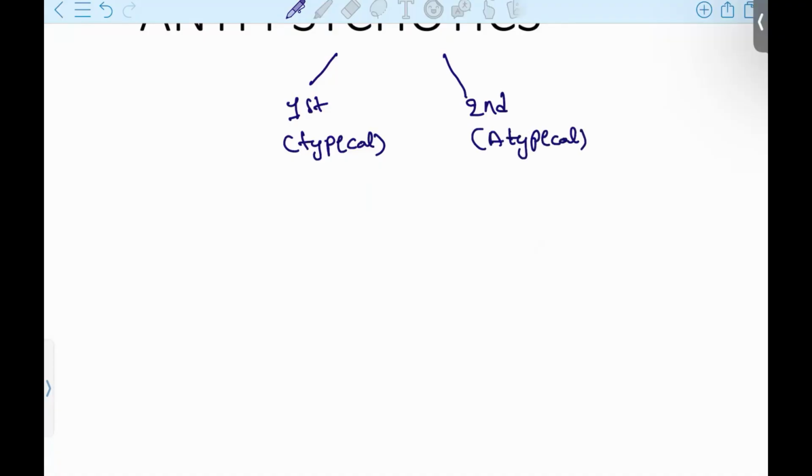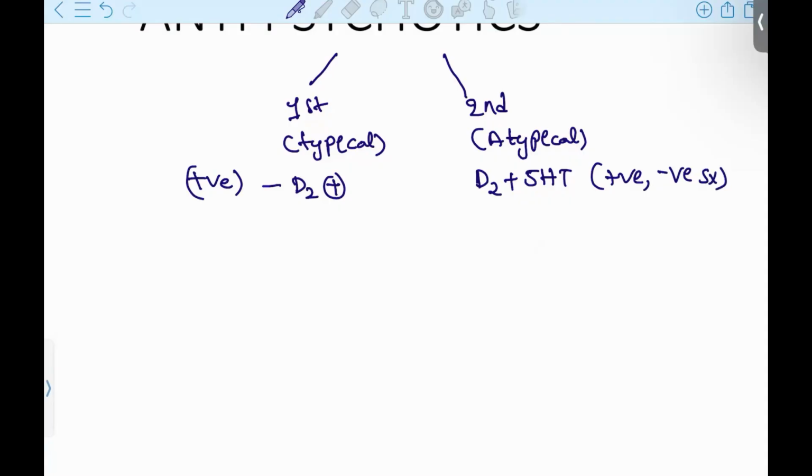Why? Because typical drugs are going to block only the D2 channels. But atypical drugs are going to block the D2 channels and also 5-HT, that is your serotonin channels. And D2 blockade is only important for the positive symptoms. So atypicals will be helpful for both positive and negative symptoms of the patient.